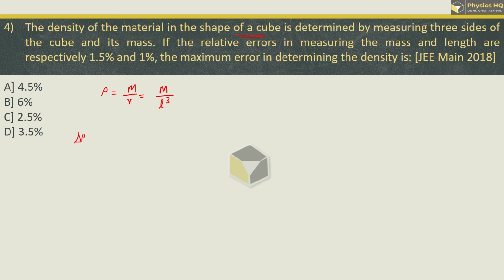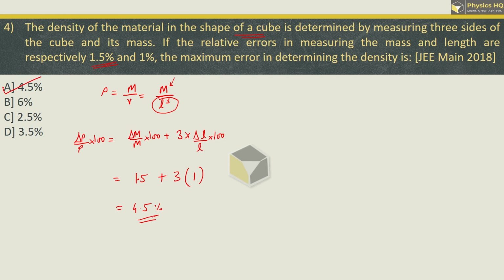ठीक है, so percentage error in density will be given by numerator में we got mass, percentage error of mass into percentage error of this denominator term, उसका power 3 है तो we will multiply it by 3. This is delta L by L into 100. Now delta M by M into 100, percentage error ये already दिया हुआ है 1.5% plus 3 times length का measurement में we got 1% error, so ये हो गया 4.5% as the answer. So the correct option is option A over here.